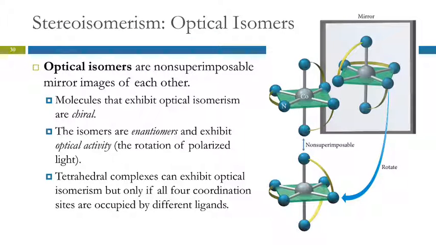Another type of stereoisomer is an optical isomer. You'll hear a lot about this in organic chemistry. Optical isomers are non-superimposable mirror images of each other. At the end of your arms, you have two optical isomers called hands, right? Your hands are mirror images of each other. You hold your hand up to a mirror and it looks like your other hand is in the mirror, and yet you can't superimpose them on each other.